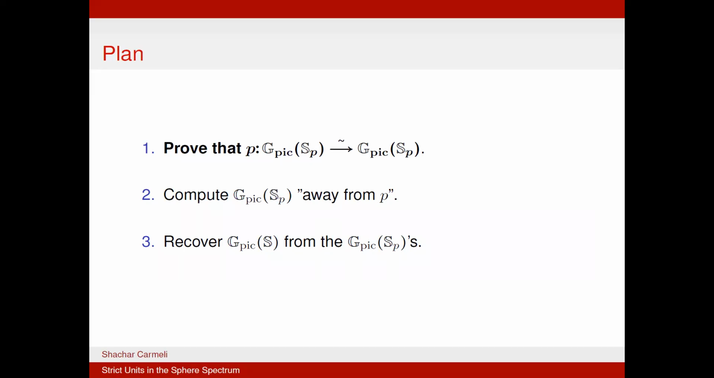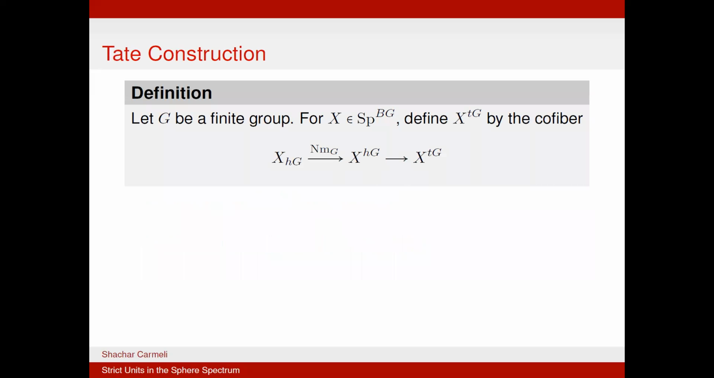As I said, the first one is the most important one, and this is proving that P acts invertibly on the strict Picard spectrum of the P-complete sphere. So let's go into that. The main player here is the Tate construction.